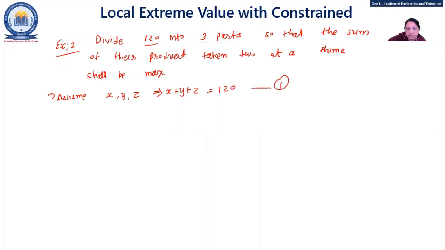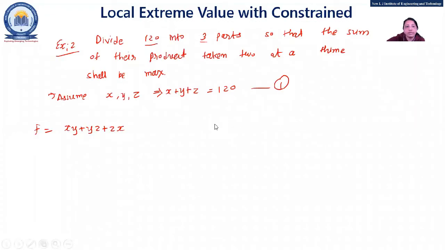So this is my equation 1: X plus Y plus Z equal to 120. Now, it is asked that you have to take a product of any 2 variables at a time. See, these are 3 variables, so the product of 2 can be XY plus YZ plus ZX. So that is my F.